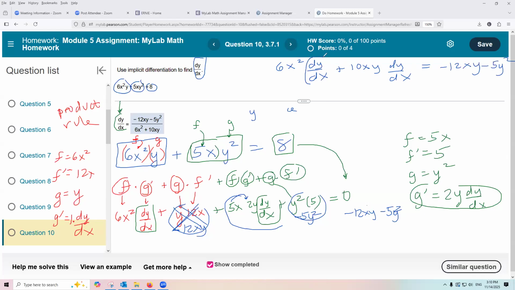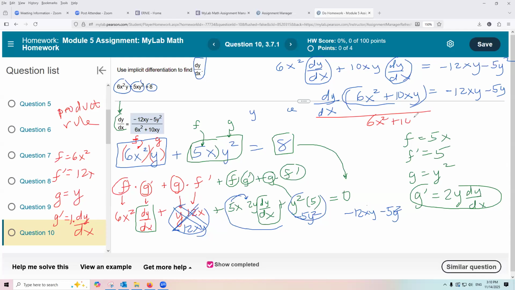Well, we want to isolate this dy/dx on the left-hand side. So I'm going to factor that out in front of a parenthesis. I'm going to take dy/dx out in front. It leaves me 6x squared plus 10xy. On the right side, we have this negative 12xy minus 5y squared. Last step, I'm going to divide both sides by this parenthesis, because that will get me dy/dx by itself.